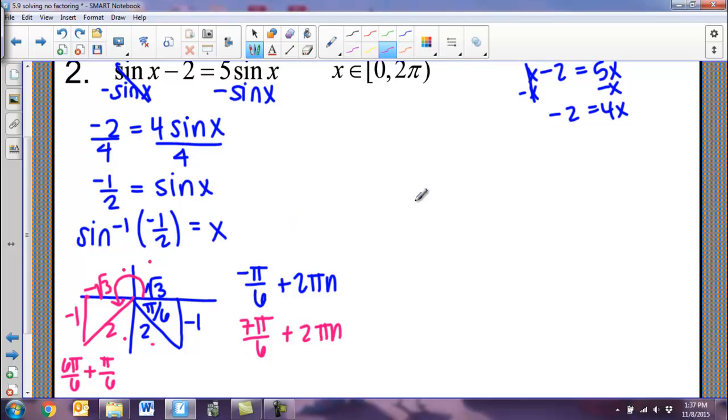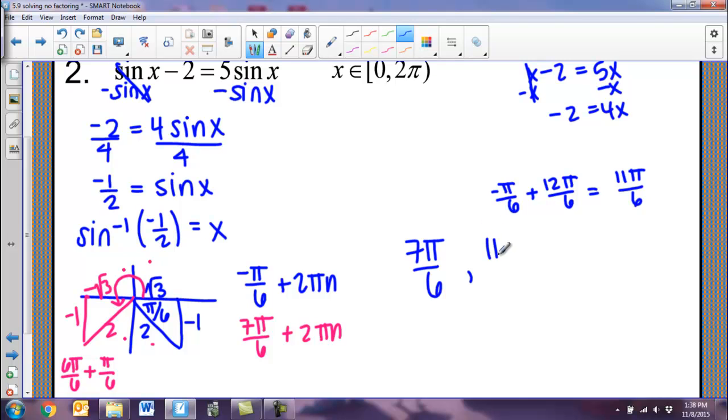Okay, so that was my helpful tip right here. Since I'm looking for just that interval, I'm going to find that first one that's bigger than 0 in my general solution, so not negative pi over 6, but 7 pi over 6. And then I've got to check and make sure that this other one is going to work. So we're going to have negative pi over 6 plus 2 pi, which is 12 pi over 6 if we found a common denominator, which would get me 11 pi over 6, which is within this interval of 0 to 2 pi. So my other answer for this would be 11 pi over 6.